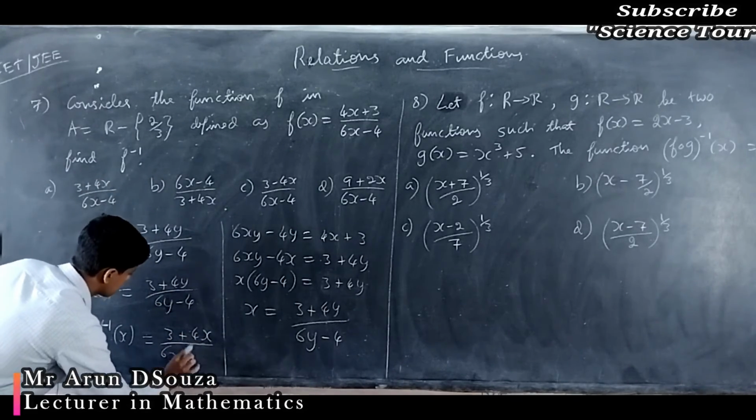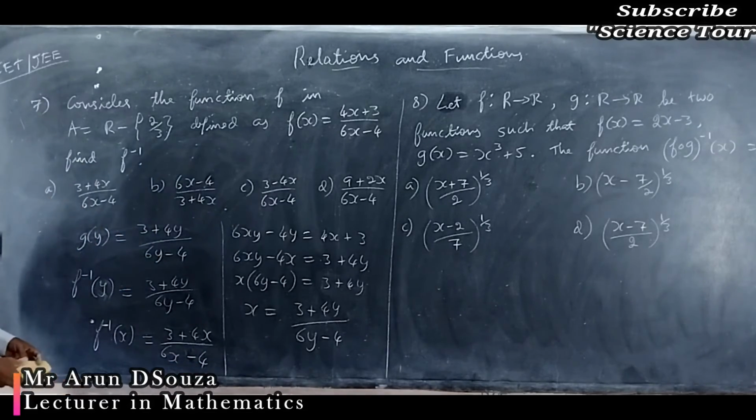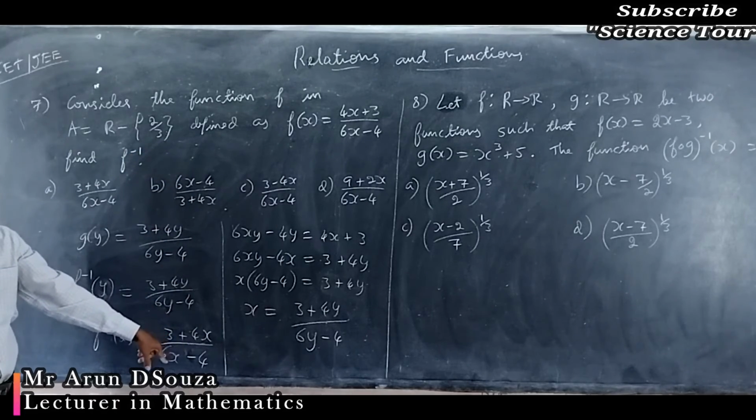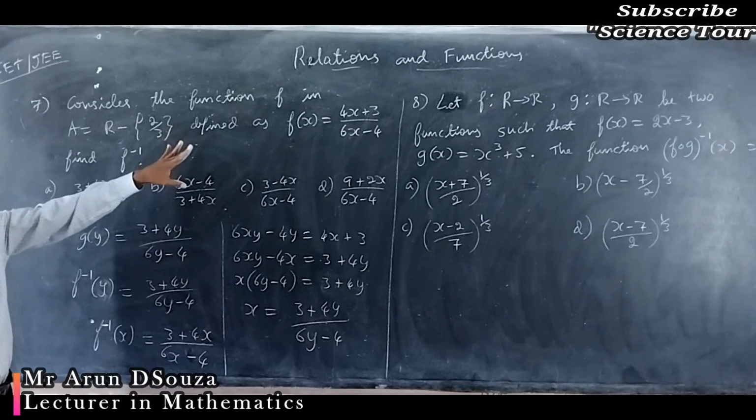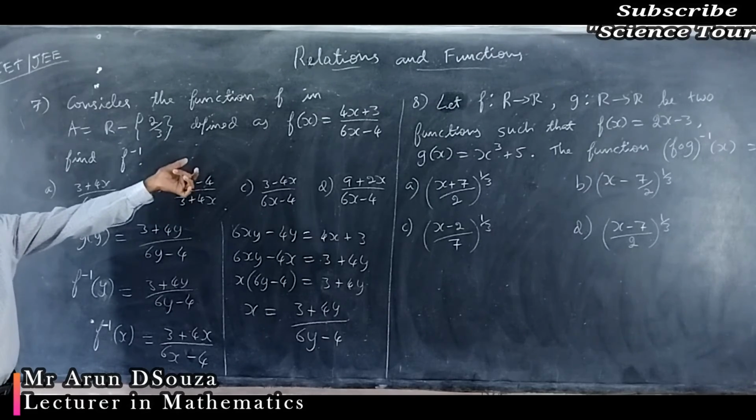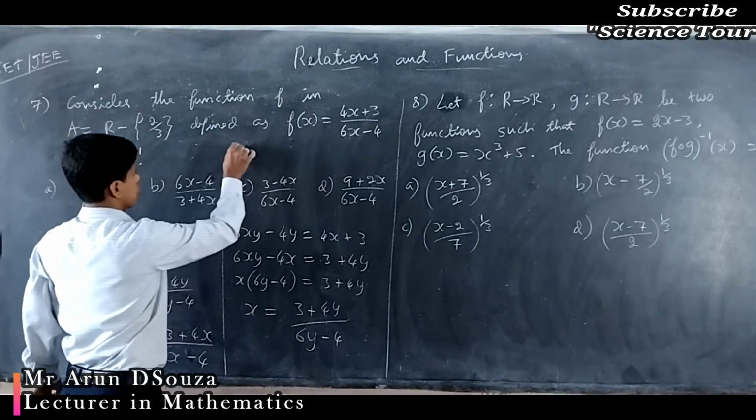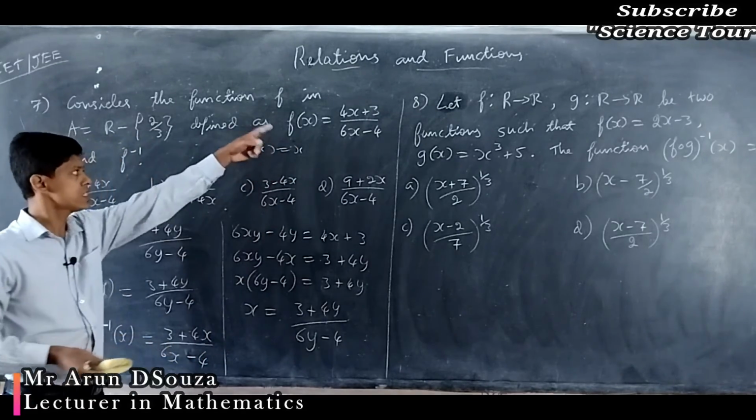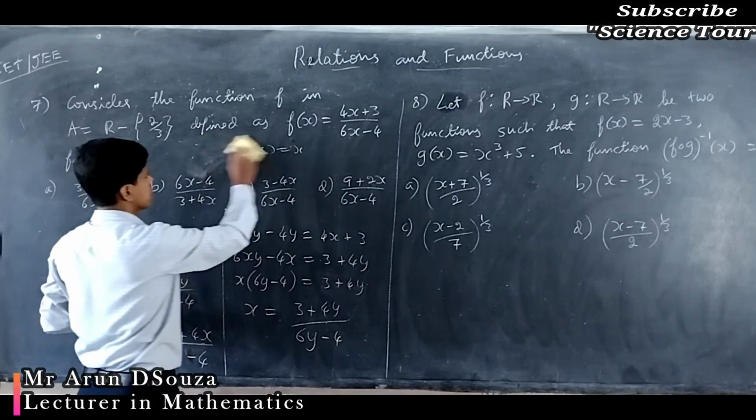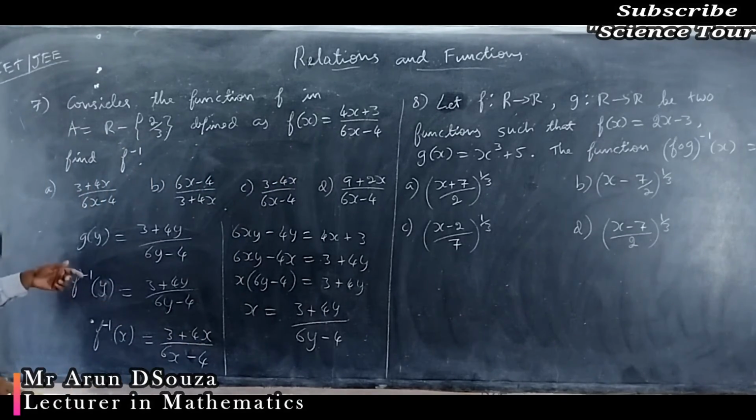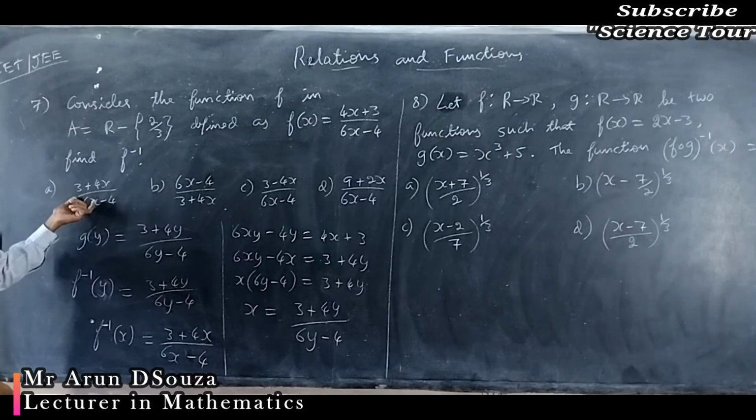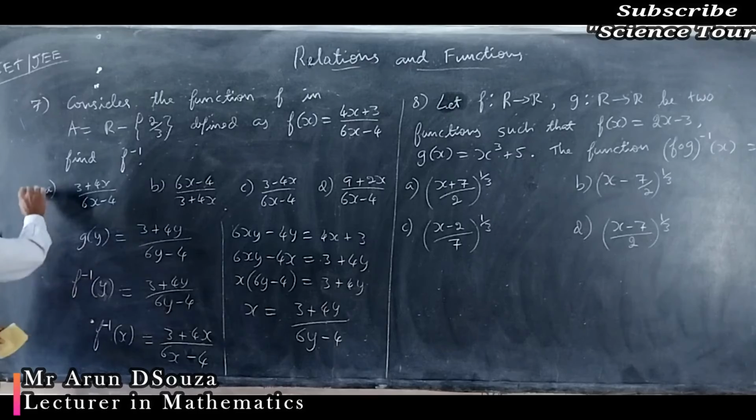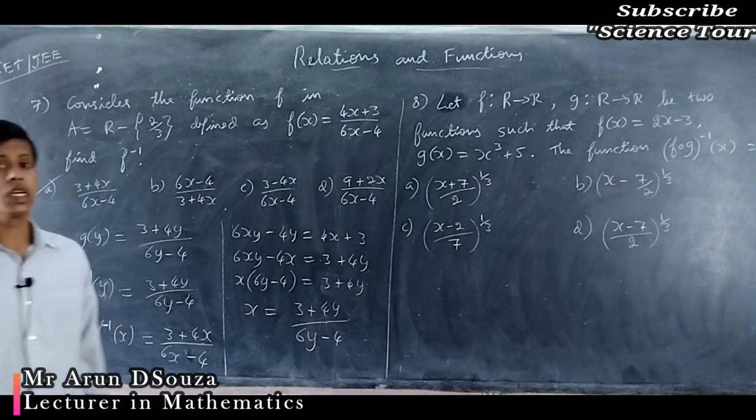So this is 6x minus 4. So that is 4x plus 3 divided by 6x minus 4, which is the same expression. Why? Because if you find this, you will get x. This is the identity function. So f is the inverse of f. Okay, f is the inverse of f. So which option is right here? So 3 plus 4x divided by 6x minus 4. First option is the right answer.